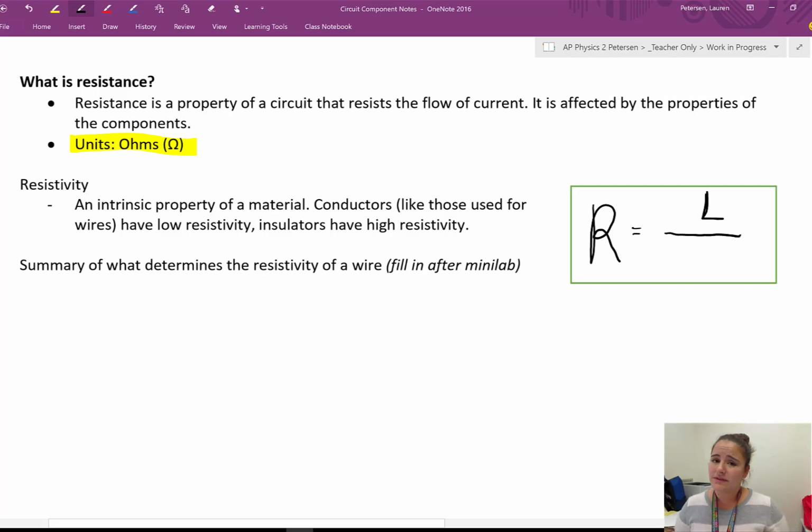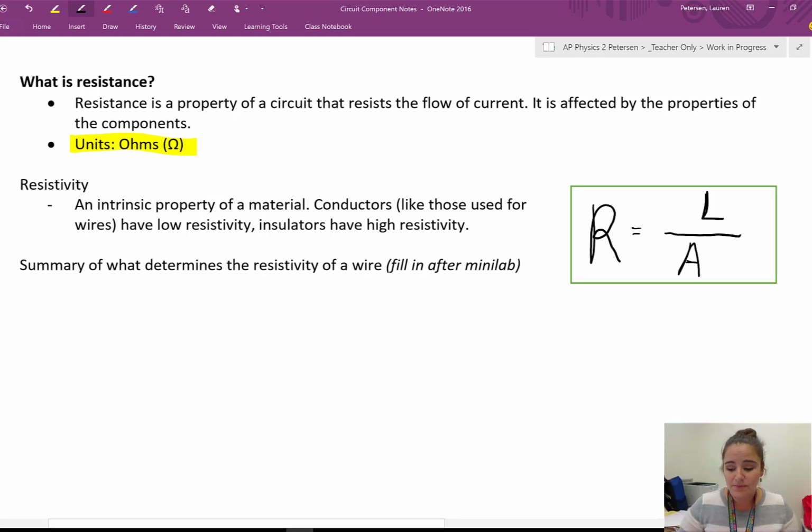And it also has to do with the area. If you have like a little skinny wire, okay, all of the electrons have to go through there. Where if you have a bigger wire, okay, there's more area. So there's more room for the electrons to flow through. So they're going to flow a lot more easily. So resistance is inversely proportional to the area.